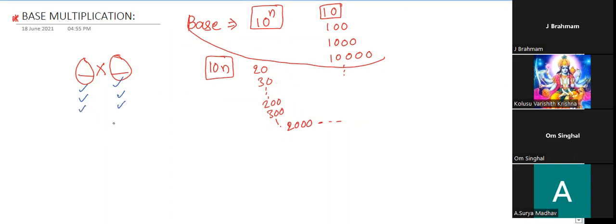Sir, can the number be like... Vedant, you are audible now. Yes, sir. I joined from my tab, so my computer is... Okay, no issue. Singhal, tell me.